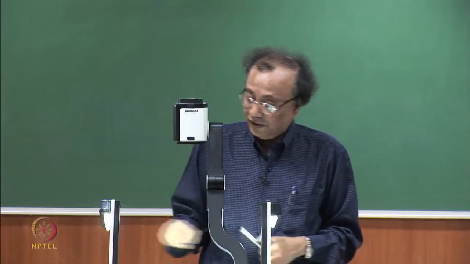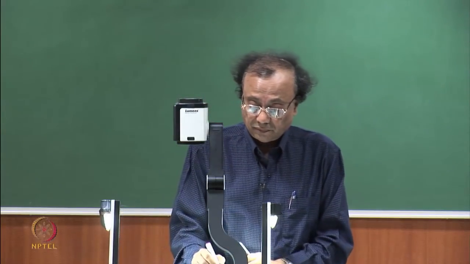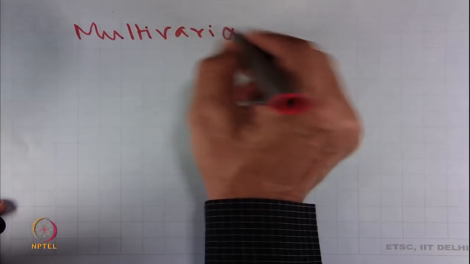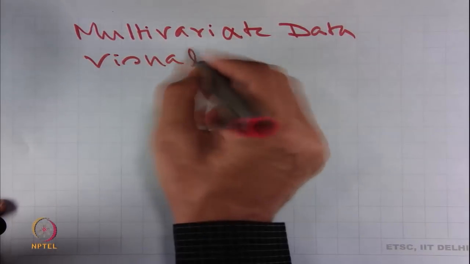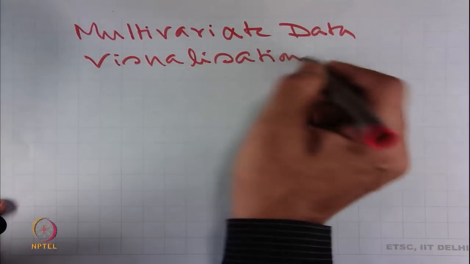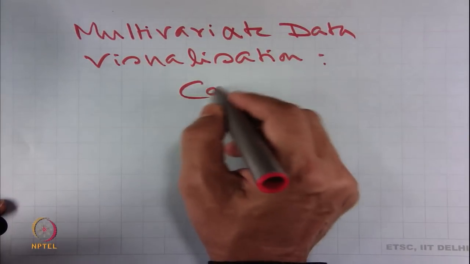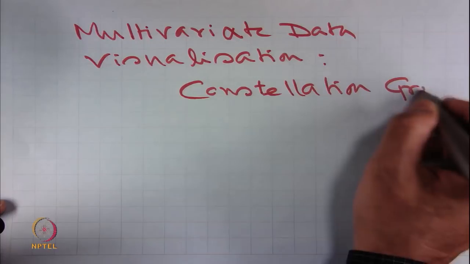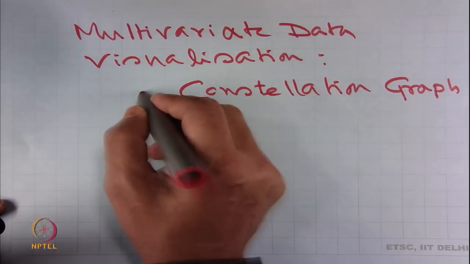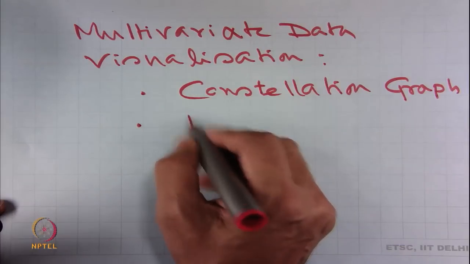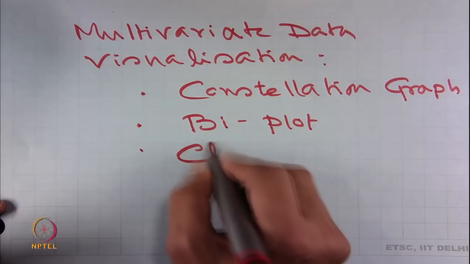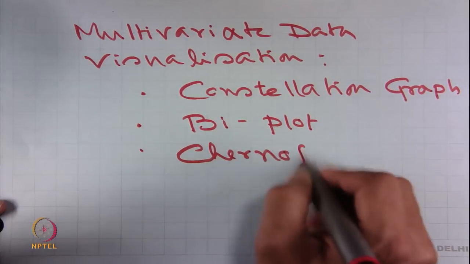Also, if you go for multivariate data, then one can visualize using many techniques. Some of them are constellation graph, one can think of biplot, one can think of Chernoff's faces.